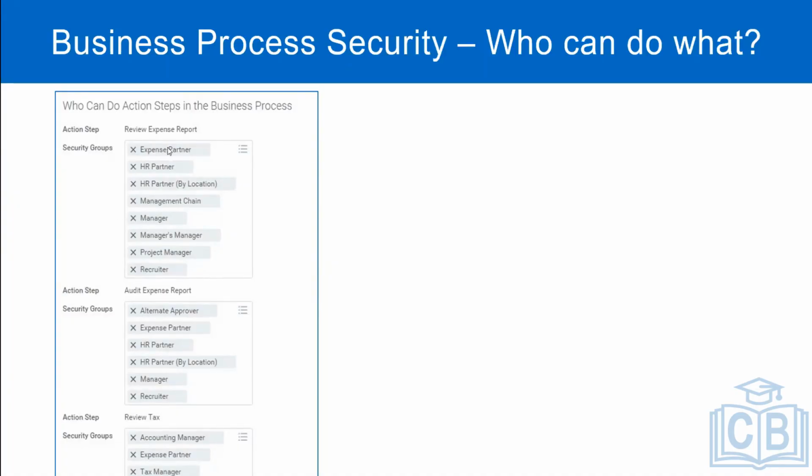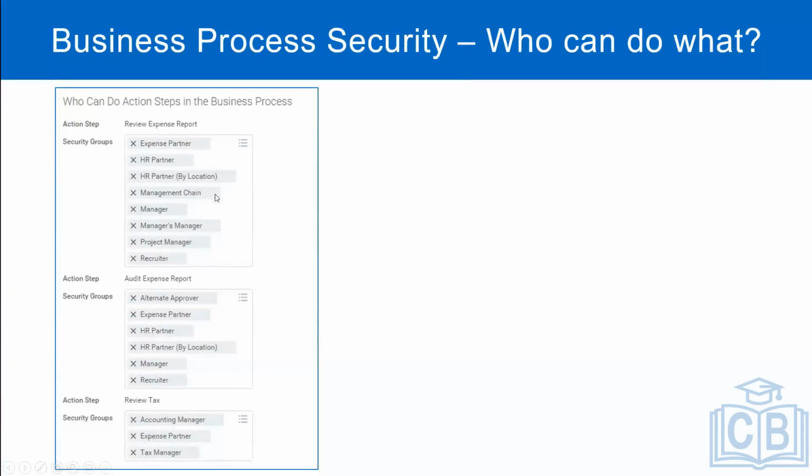Correct. Expense partner, HR partner, management chain manager, manager's manager, project manager, recruiter. All of these people have the authority to be able to review an expense report. Now my question is, when you create an expense report, who will actually get the task to approve? Is it all of them? Is it one of the security groups? How does it work? Who will actually get the task to approve?